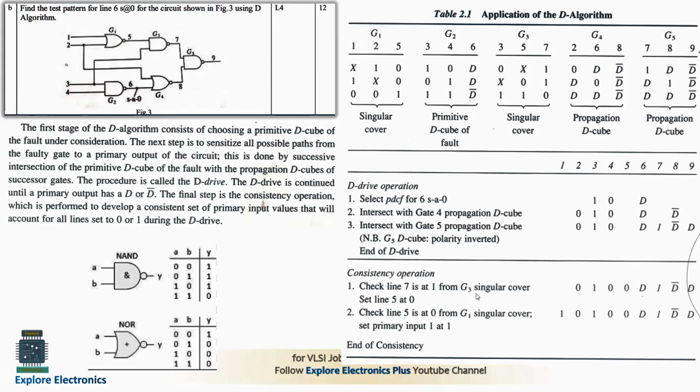By looking at G3 singular cover and G1 singular cover, we need to put the values for line number 5 as well as line number 1. So this becomes the pattern to detect the stuck at 0 at particular line 6. So this is how, if they ask you to find the test pattern for any of the other lines, we need to do all these procedures to find out the test pattern. This should be the test pattern now. By using this, we can find out the stuck at fault at 6.